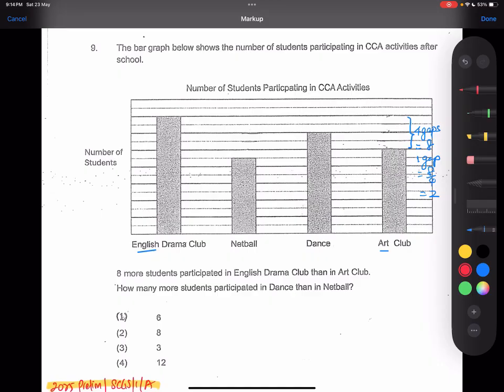Dance and netball. Can we see the difference? Okay, this is the difference. 3 gaps. So 3 gaps equals to 3 times. What's 1 gap? 1 gap is 2. Okay, 3 gaps is 6. 6 more students participated in dance than in netball. So option number 1.